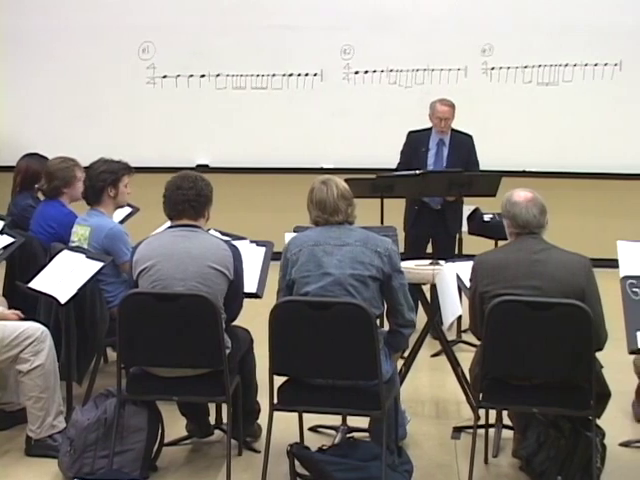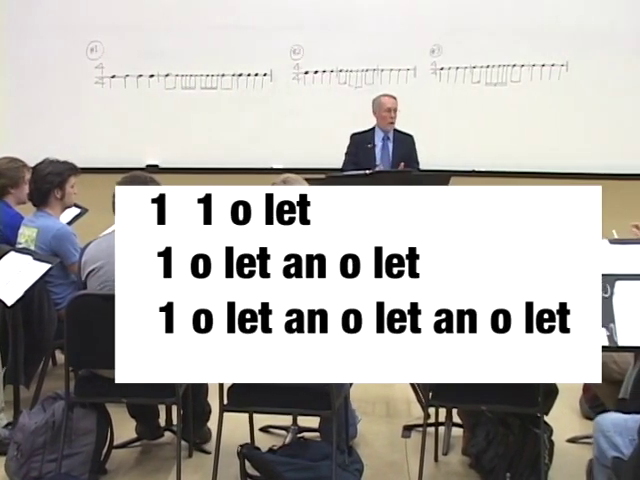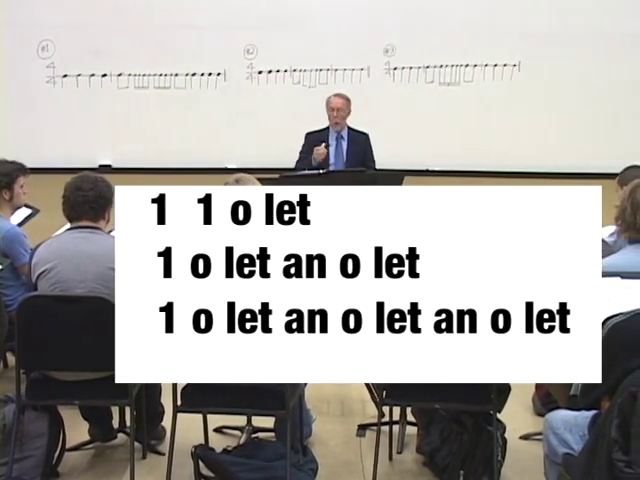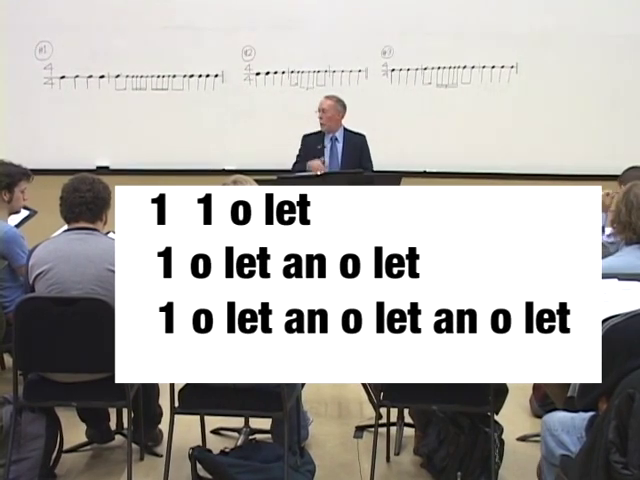Now, if I go to the triplet, I have 1, 1 O let, 1 O let and O let, 1 O let and O let and O let, 1.